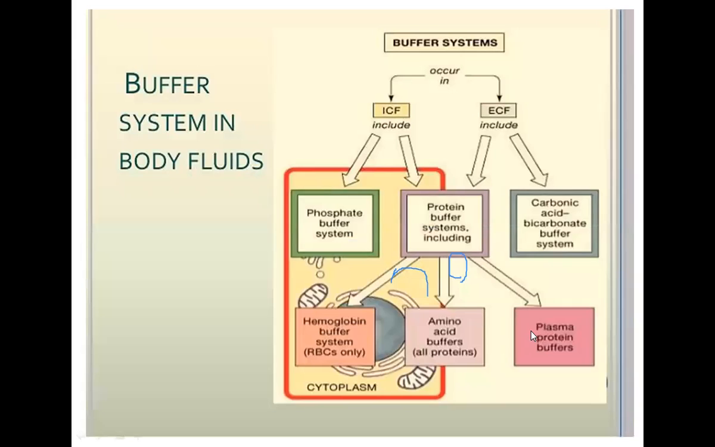Now we will focus on the buffering system in our blood fluid. Many buffering systems are there, because based on that only our hormones and different electrolytes are regulating in our body. So first we need to understand a little bit about the concentration of various ions and the pH of the blood.